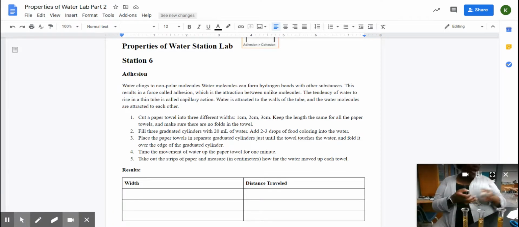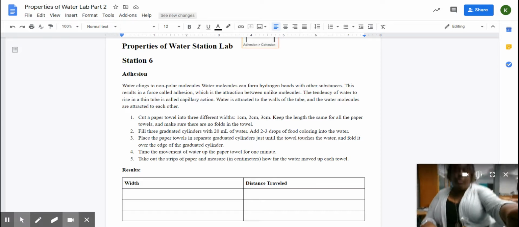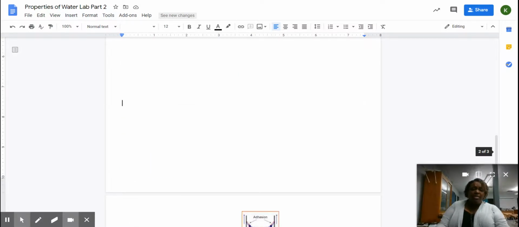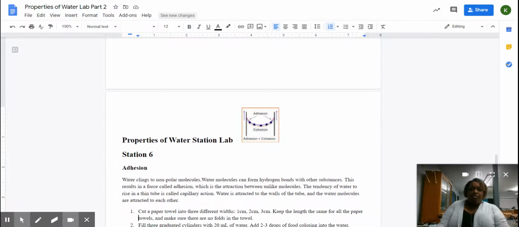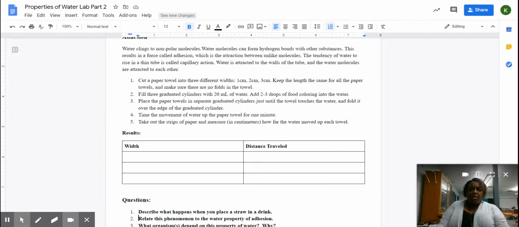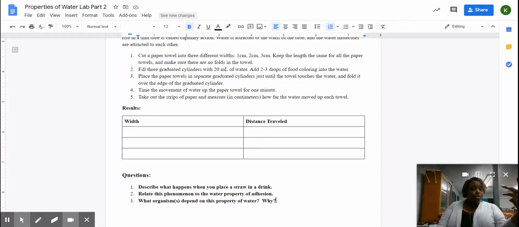So record that in your table, and then you're going to answer the questions. The first question, for example, asks you about a straw. Like what happens when you put a straw into a drink of water. It could be a soda, it could be juice, it could be water, just whatever you put a straw in. Describe what happens when you do that. And then relate that to the property of adhesion, and think about an organism that depends on this property of water. And when I say organism, don't just think animals, think any type of organism, anything that's living.